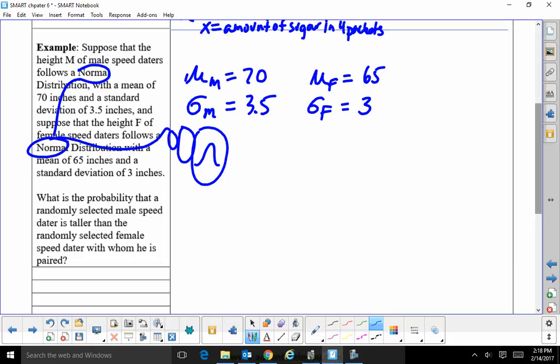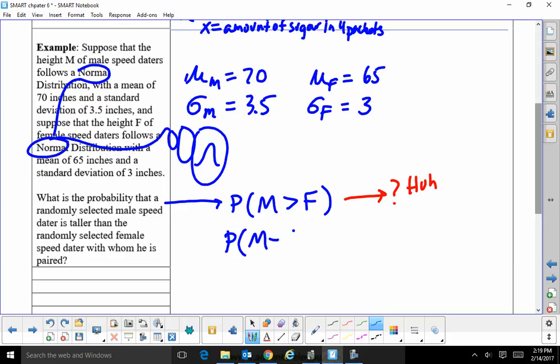Okay, so now this one's a little bit different. What's the probability that a randomly selected male speed gator is taller than a randomly selected female speed gator? Okay, so how am I going to say that? The probability that the male is greater than the female. But this one you're like, huh? We haven't seen anything like that. We don't quite know what that means to do. So we're going to just manipulate it a little bit by subtracting over the female. And what's left now on this side? 0. So we're basically now making this guy our new variable. We can call it the difference.